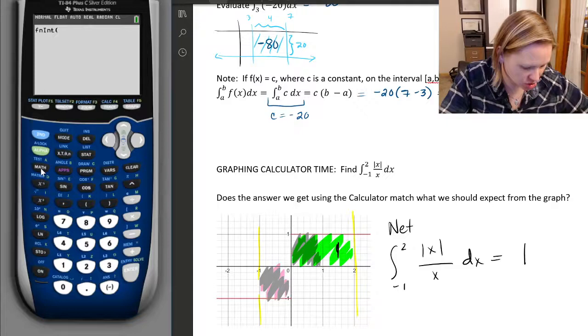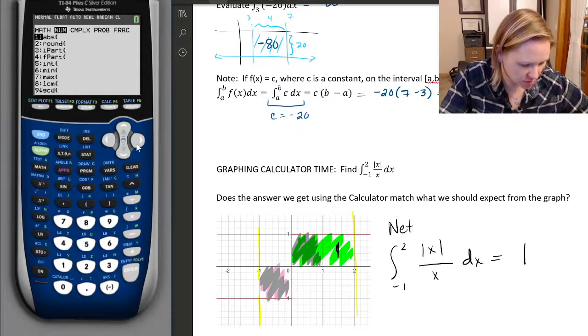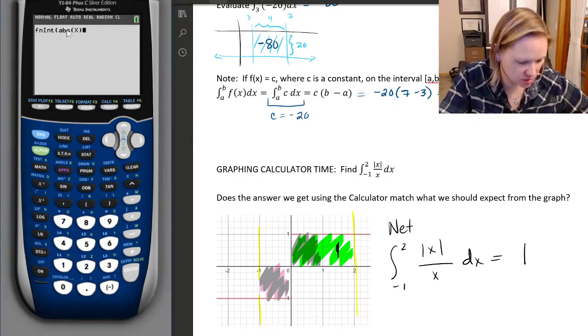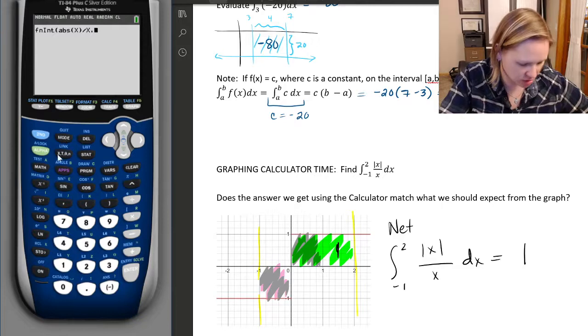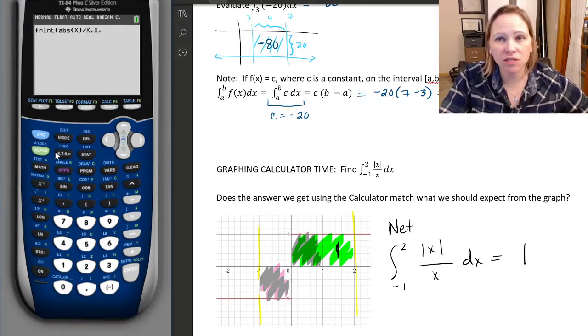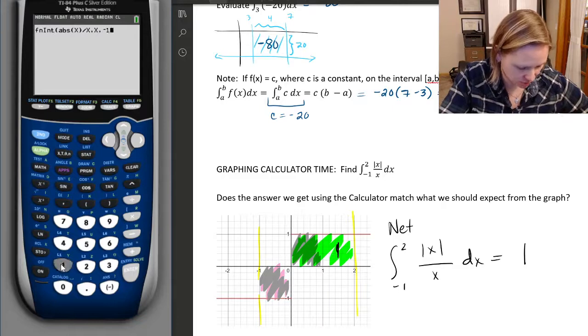Now the first thing I'm going to do is type the equation. I'm going to go to math, over to my number option, and I'll hit the absolute value of x, close the parentheses. So again, this is your absolute value bars, divided by x, comma, and then I need to tell it which variable I'm integrating with respect to. So I'm going to say comma x, comma, and then I'm going to give it my limits of integration. -1, comma 2. Close my parentheses. So it's equation, variable, a, b.